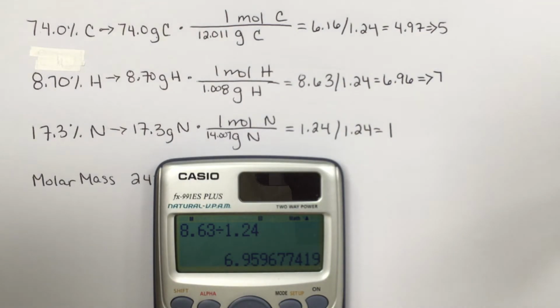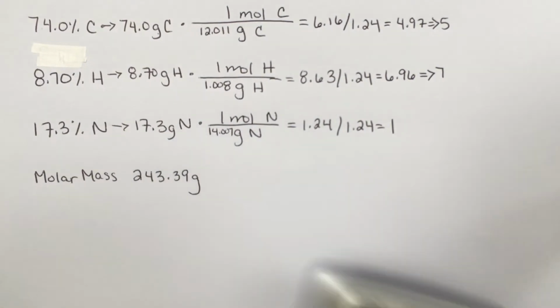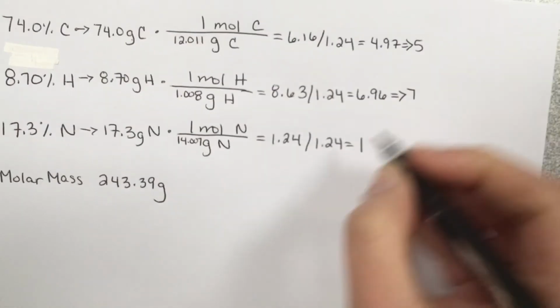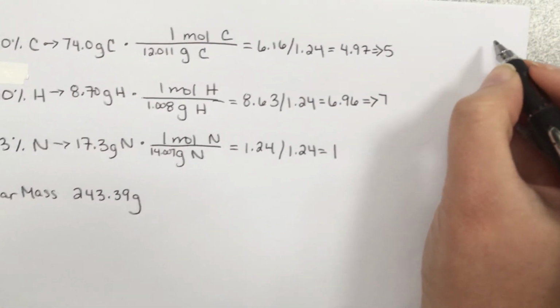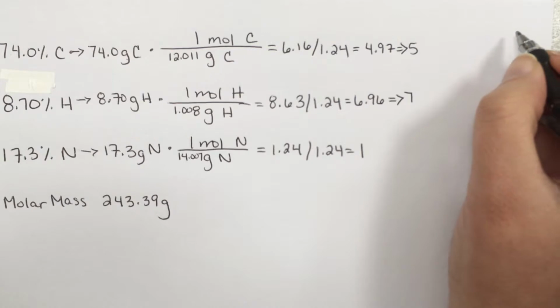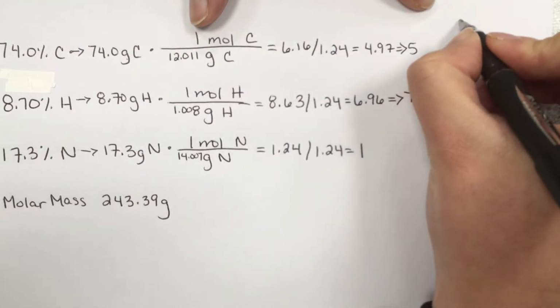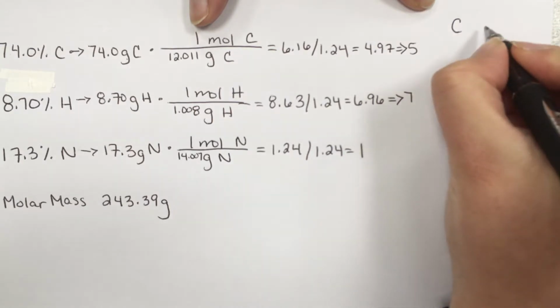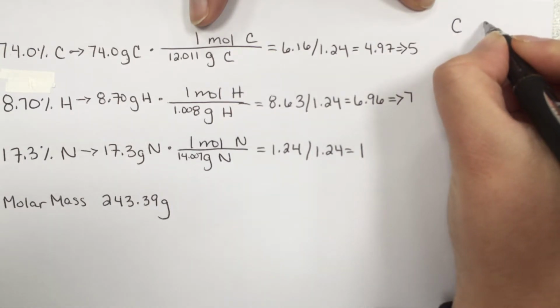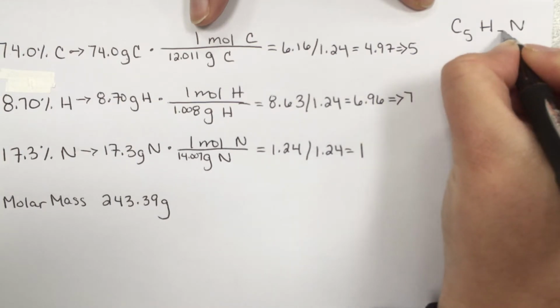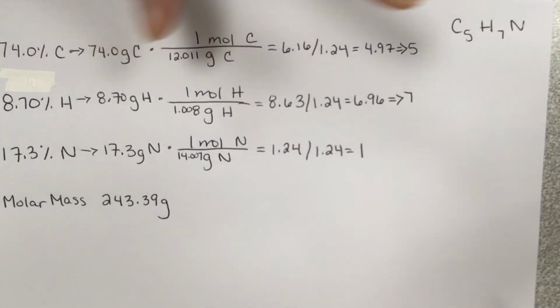Okay, so now we will just write our formula. I guess right here we have some room left. We'll write our formula. This is 5, 7, 1. So we have C, H, N, 5, 7, 1. We don't have to write the 1.